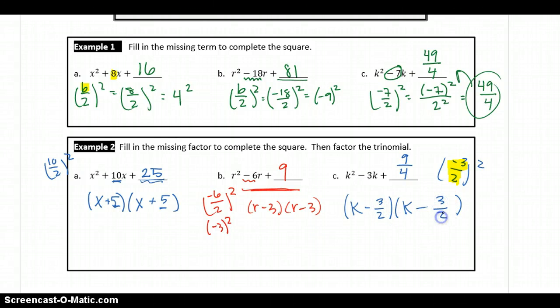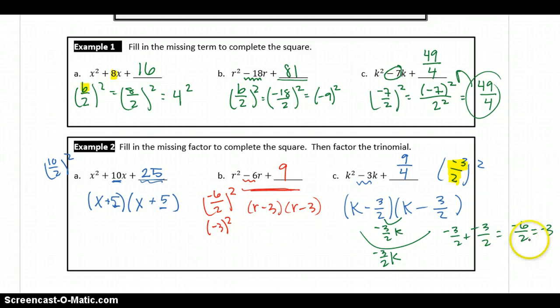Will that work to give us our middle term of negative 3k? Let's see. If I multiply the insides, I have minus 3 over 2k, and the outsides also give me minus 3 over 2k. So if I add those together, minus 3 over 2 plus minus 3 over 2, I can add just the top since I have a common denominator. I get negative 6 over 2, which reduces to negative 3. So I'll have negative 3k as my middle term.